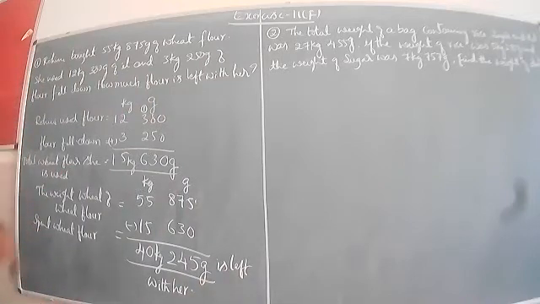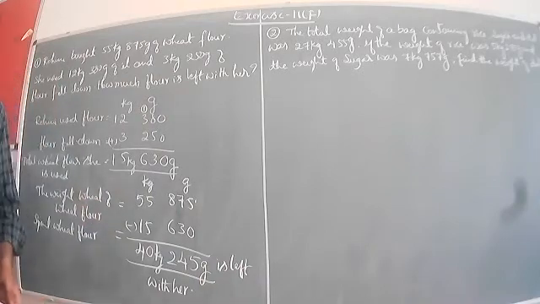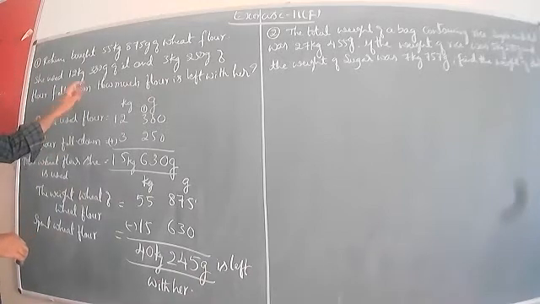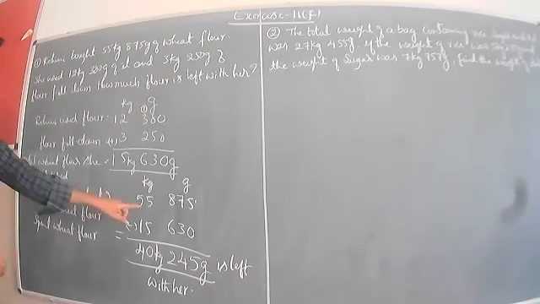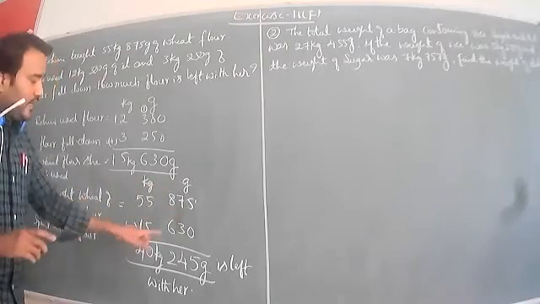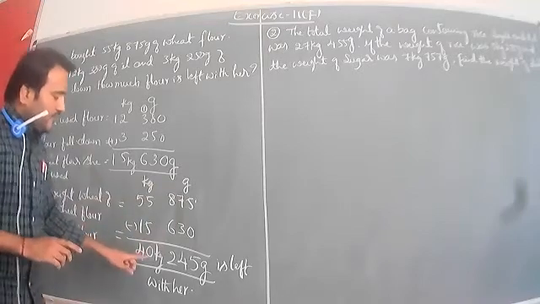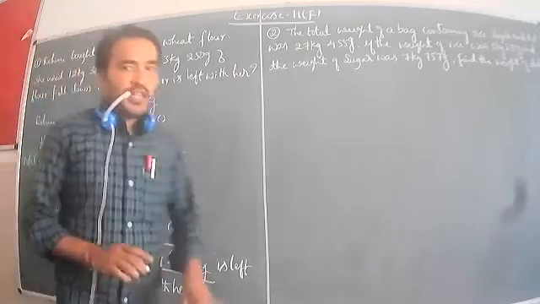So this type of question is a mixed sum problem. First we add, to find how much wheat flour she has used. Then we find the total weight of wheat flour she purchased, 55 kg 875 grams. It is the total. Then she has used 15 kg 630 grams of wheat flour. How much is remaining? We subtract it. 40 kg 245 grams of wheat flour is left with her.